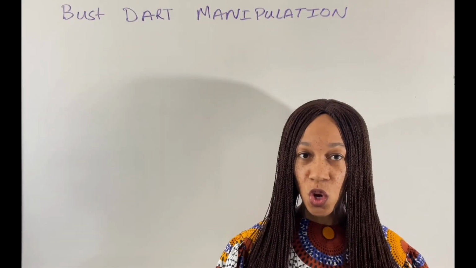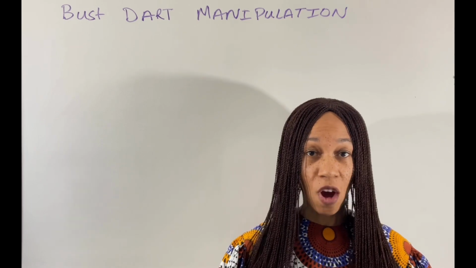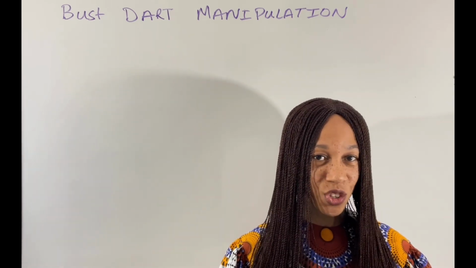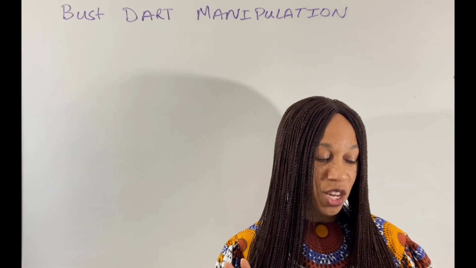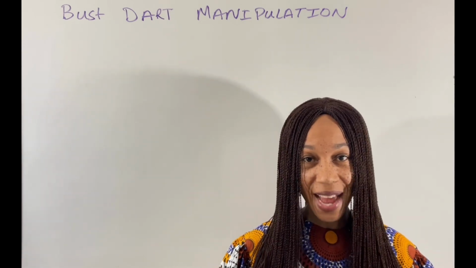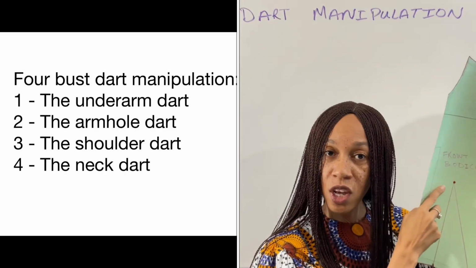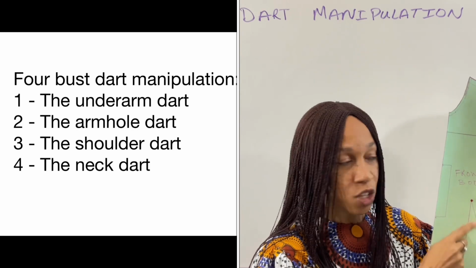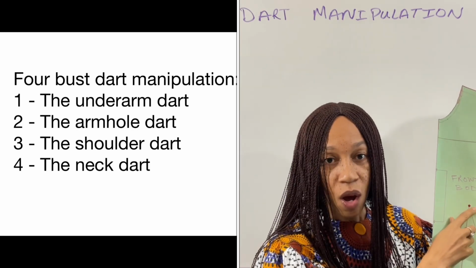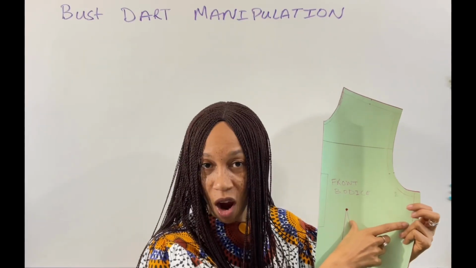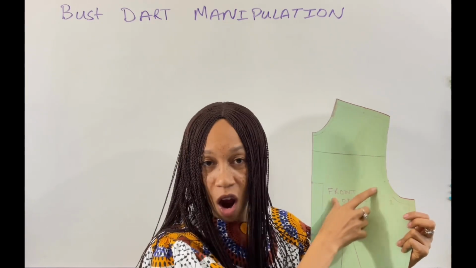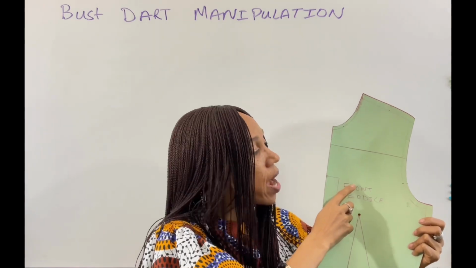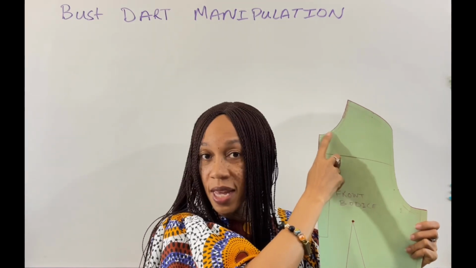Today I am going to show you how to perform 4 types of dart manipulation. As a bonus, I'm also going to give you an extra piece at the end, and you're going to have to stick around to see what that is all about. So you can change the location of this dart that is now at the waist to the side seam, what we call the underarm, or you can change it to the armhole, or you can also change it to the shoulder, or another place that you can change it to is the neckline.